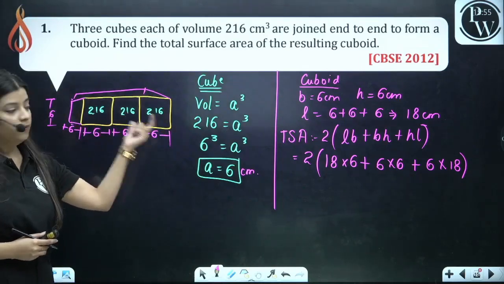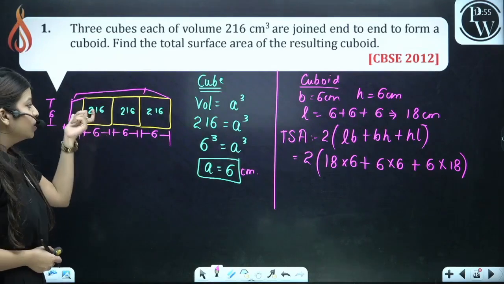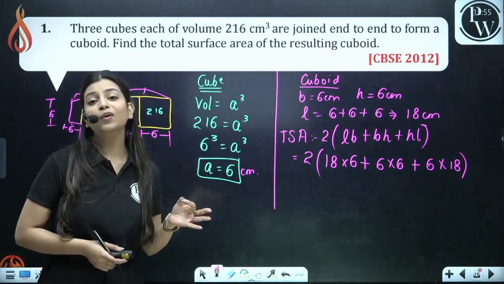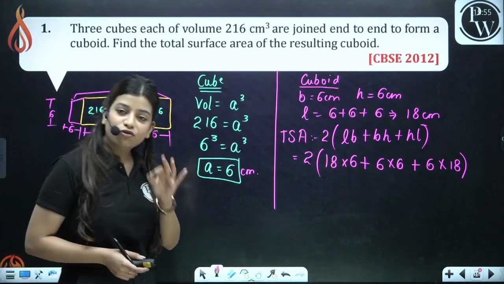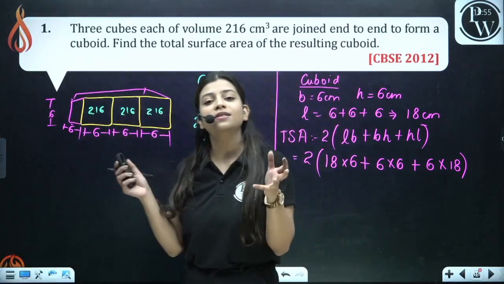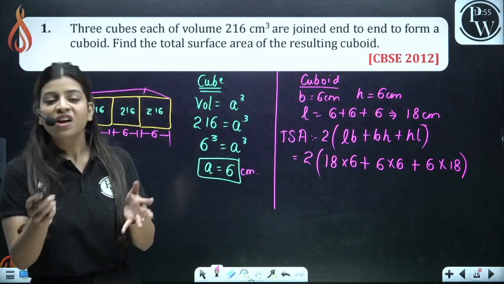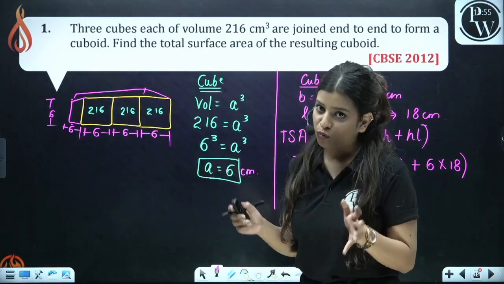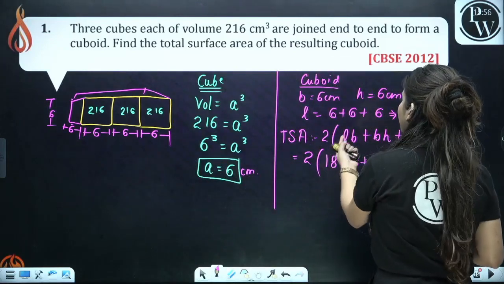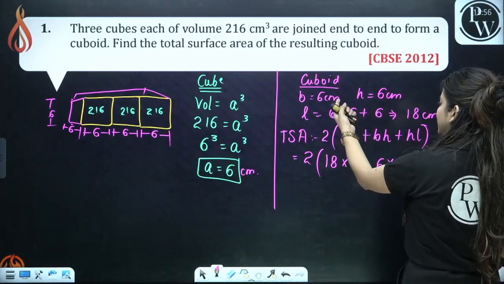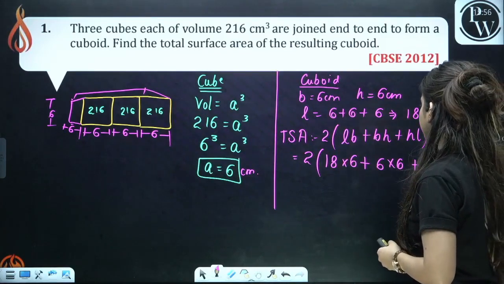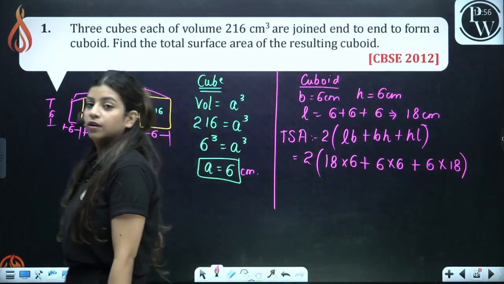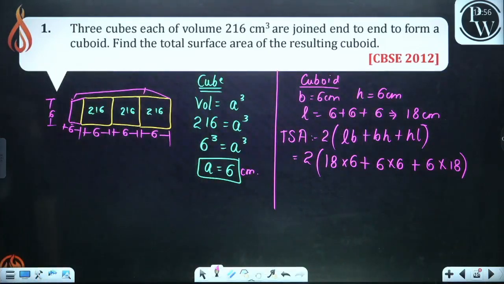Three cubes together, each having a volume of 216. From this volume, we calculated the side of the cube. And from this side of the cube, we combined those three cubes and formed a cuboid. And the formula we have written is 2 into LB, that is length into breadth, 18 into 6, and then we have 6 into 6, and then we have 18 into 6. I hope that this thing is clear till here. Just let me know, is it clear till here?